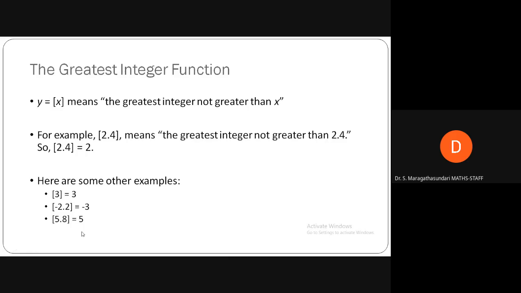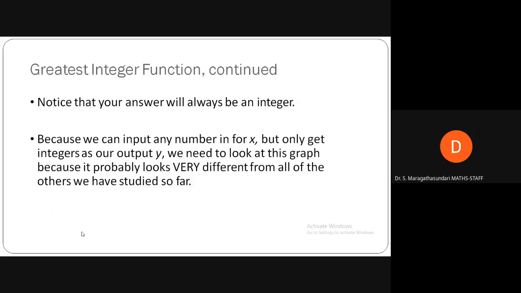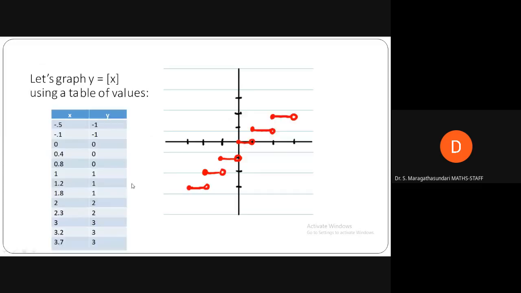So we are talking here only about the integer which is greatest within that number. Notice that your answer will always be an integer, because we can input any number for x but only get integers as output y. We need to look at this graph because it probably looks very different from all of the others we have studied so far. Just see this graph, y is equal to the greatest integer of x. Using a table of values, I'm just giving it.